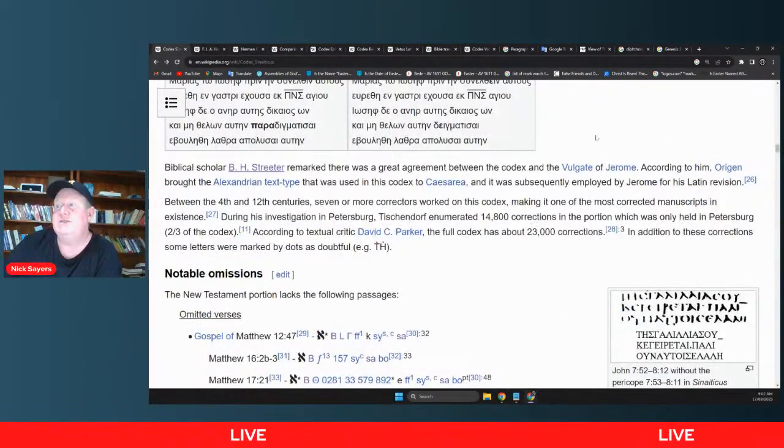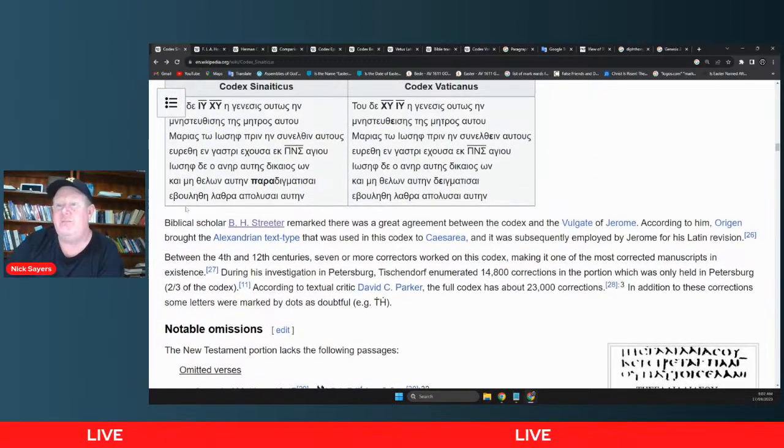So the thing is, with Sinaiticus scholarship, he's probably really well known. I have no idea who some of these guys are. Biblical scholar B.H. Streeter remarked that there was a great agreement between the Codex and the Vulgate of Jerome. Okay, so we're looking at another section here.